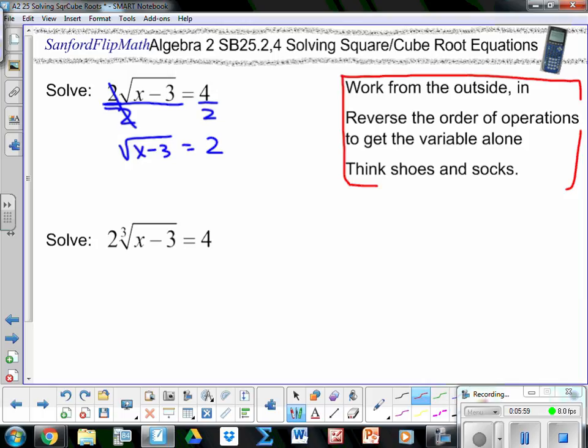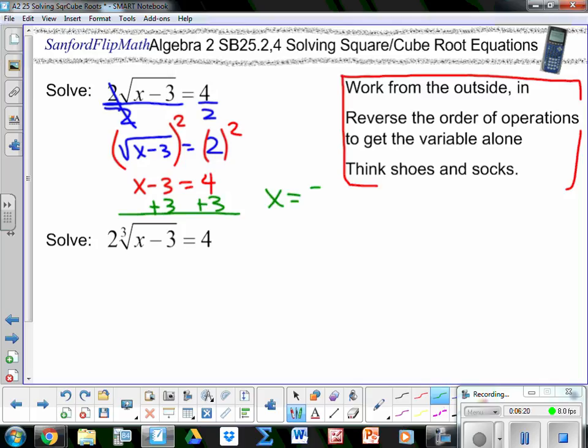Okay, and then I need to square both sides to undo the squaring. So now the square root squared just cancels out the square root. Okay, and then again, all of this is about getting x by itself, so I'm going to add 3 to both sides. And so x equals 7.